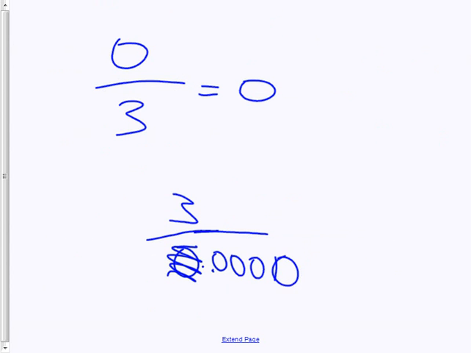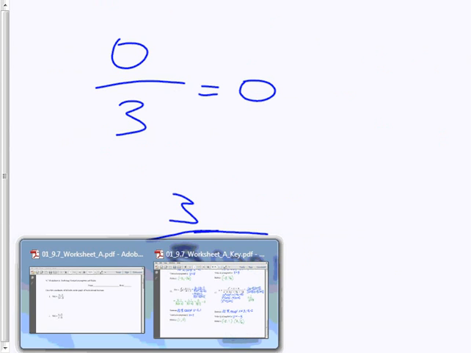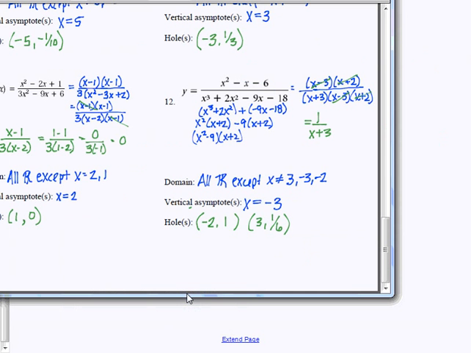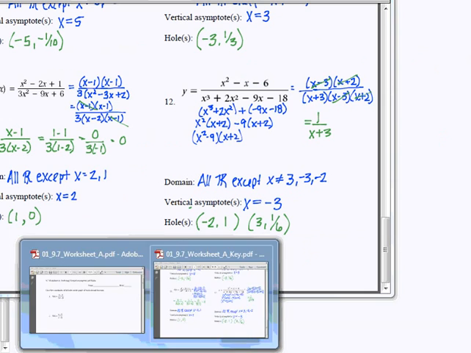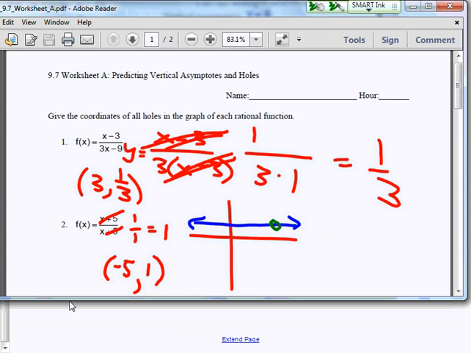I just deleted the whole page. You're right. Somehow I got out of Smart Notebook. I don't know what just happened there. There we go. Okay. All right. So it's supposed to be over here. Sorry about that. I was just trying to show you where this hole would be. And it's 5 spots to the left of the origin and up 1.